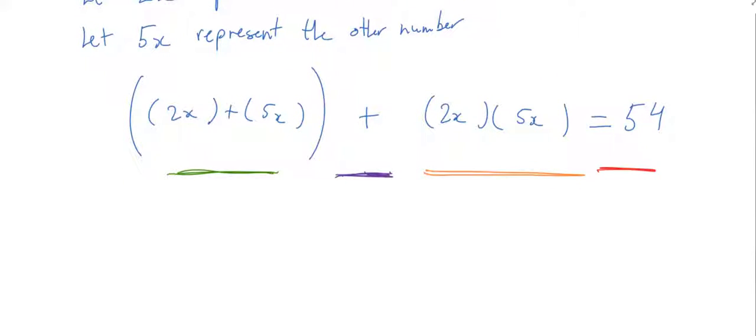What's 2x plus 5x? 7x. What's 2x times 5x? This is that mistake that everybody makes in grade 9: the difference between adding x and multiplying x times x. But we're better at this by now. Got a lot more practice. Very nice. 10x squared equals 54. So I'm going to write it in the right order: 10x squared plus 7x minus 54 equals 0.